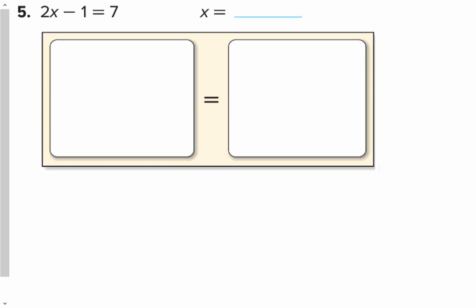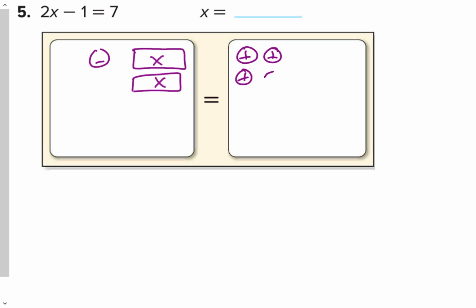All right, so this is the last one I'm going to do with you, and then you're going to do the last two on your own. So you got 2x minus 1, so x, and then I want a negative 1, so over here, and on the right I want 7 positive chips. 1, 2, 3, 4, 5, 6, 7. I want to get rid of this negative 1 chip. So let's go ahead and add a positive 1 here. Add a positive 1 to the right. These cancel out. No zero pairs over here.